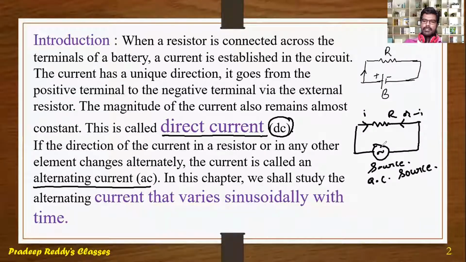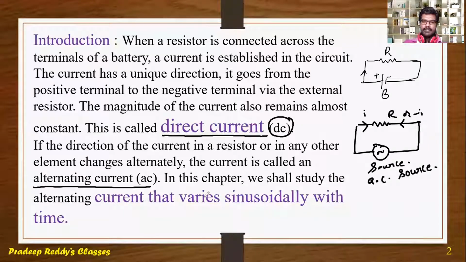The symbol of the AC source is represented just like how I have written here. This is the AC source. If the resistor is connected to an AC source, the direction of the current in the resistor will alter with respect to time. Such type of current which alters its direction continuously with respect to time is said to be alternating current.